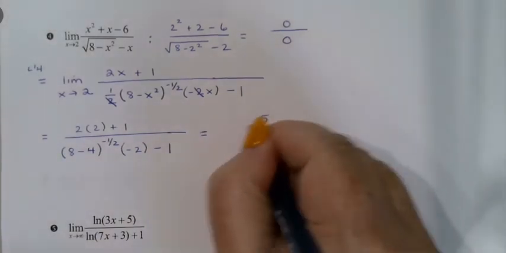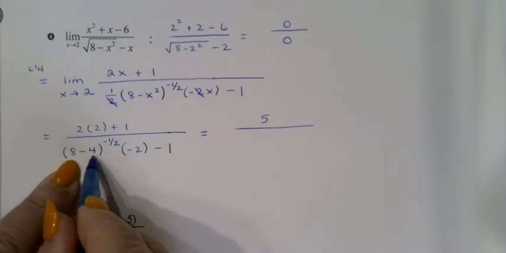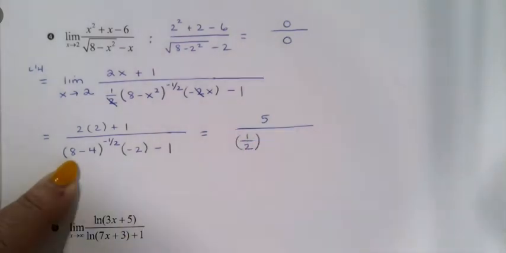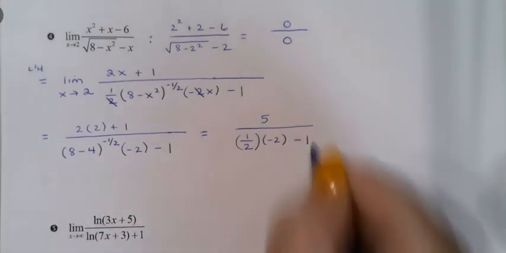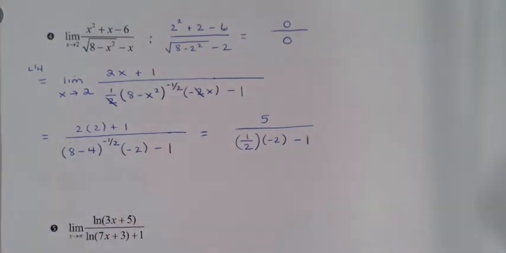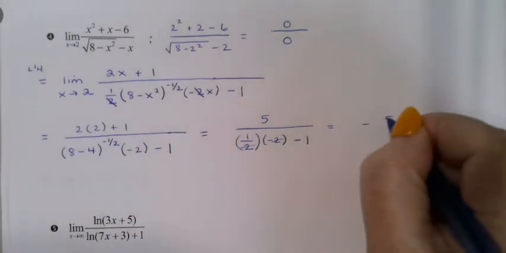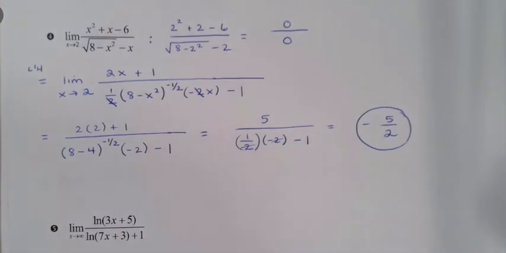Top is 5. On the bottom, that would be the square root of 4, so 2, but in the denominator, so 1 over 2 times negative 2 minus 1 is negative 1 minus 1, or negative 2. So I'm going to get negative 5/2 for that limit.